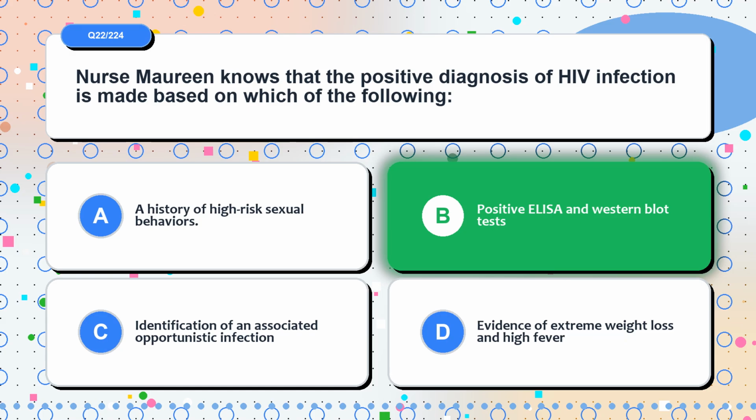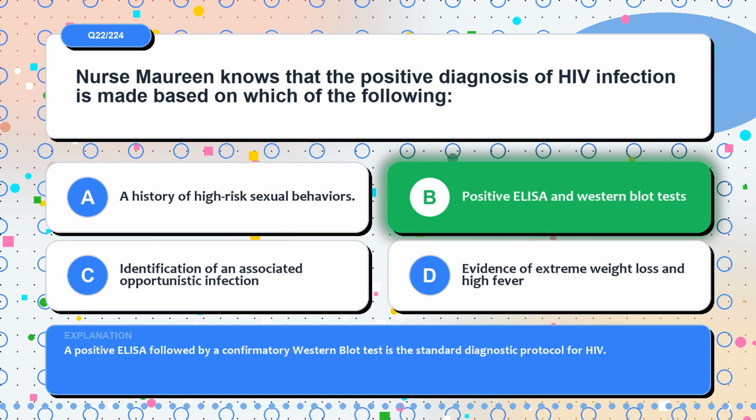The correct answer is option B, positive ELISA and Western blot tests. A positive ELISA followed by a confirmatory Western blot test is the standard diagnostic protocol for HIV.